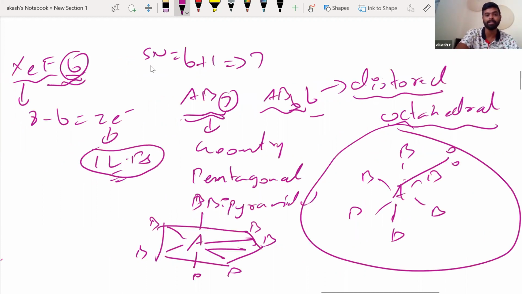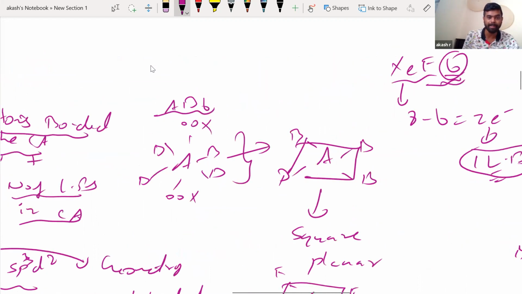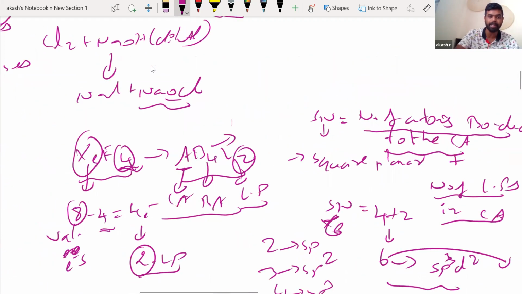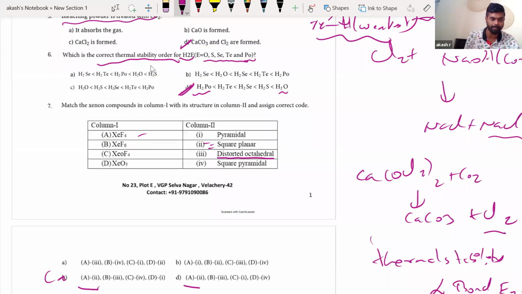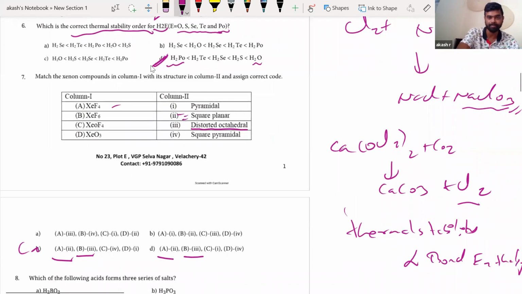So obviously XeF6 would have been distorted octahedral. That is B is 3. Where B is 3? Okay, B is 3. So again, we cannot choose. Okay, next XeOF4. Right? Now.